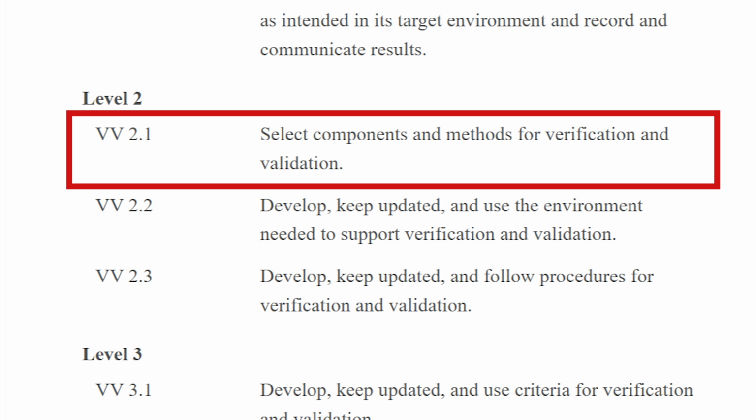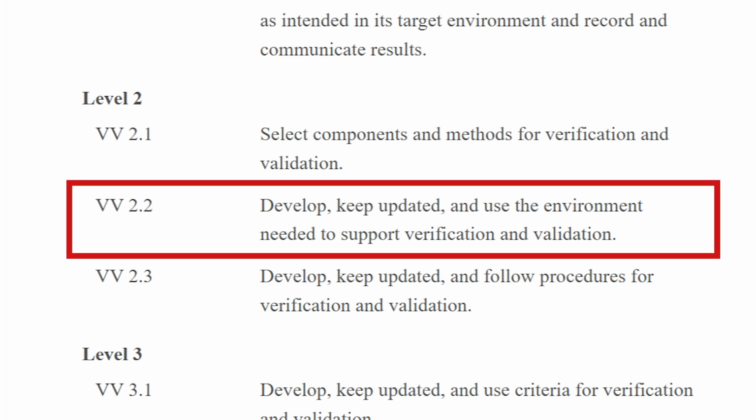The methods we select to perform verification activities may be very different to those we use to perform validation, and there may be common tools or methodologies for doing both, but the intent of this practice remains the same for both.